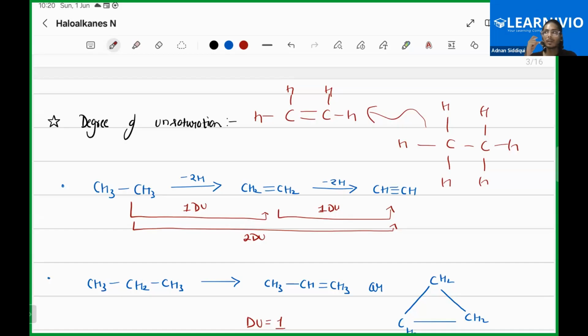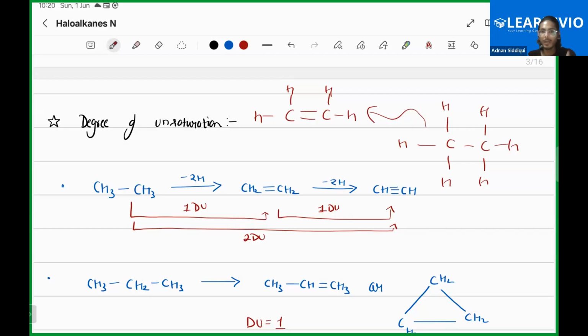What is the basic meaning of unsaturation? Unsaturation means you are having a lesser number of anything, a lesser number of particles or anything that you are capable of holding. Suppose you are capable of holding 10 balls, right? The maximum number of balls that you can hold at a single time is 10. So if you are holding the 10 balls at the same time, then you have reached your saturation level. You cannot hold any more balls, right?